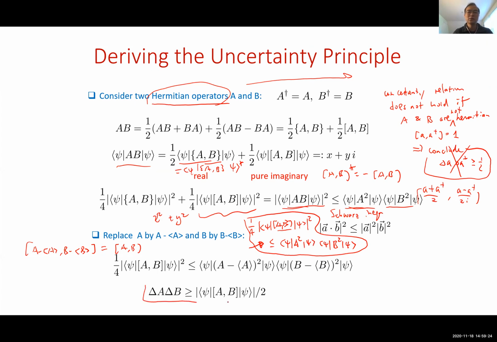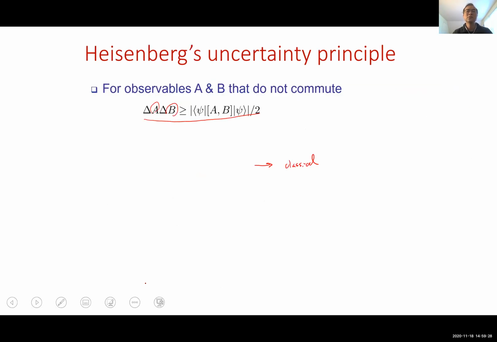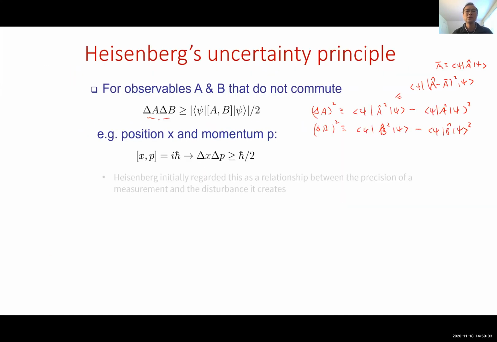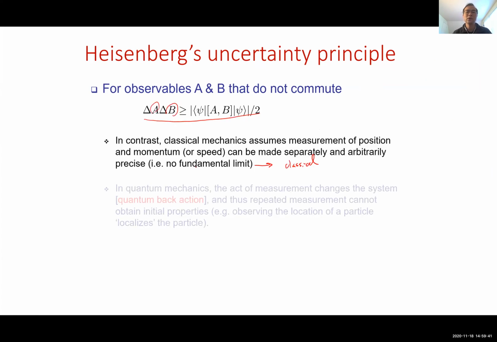Okay, so this is what I mentioned earlier. That's what we derived. Okay, and one of the consequences is the uncertainty relation between momentum and position. Okay, any questions on this?